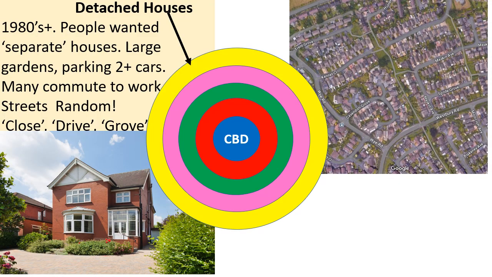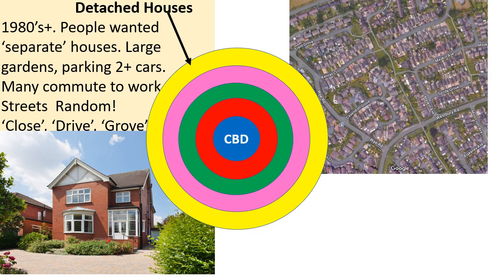Next, in the 1980s, you can see the example there, at the bottom left, we've got detached houses. So it's possible to walk all around the house, and it's just one house. So that's a detached house, it's separate from other houses. Maybe larger gardens, more parking, people have more cars.